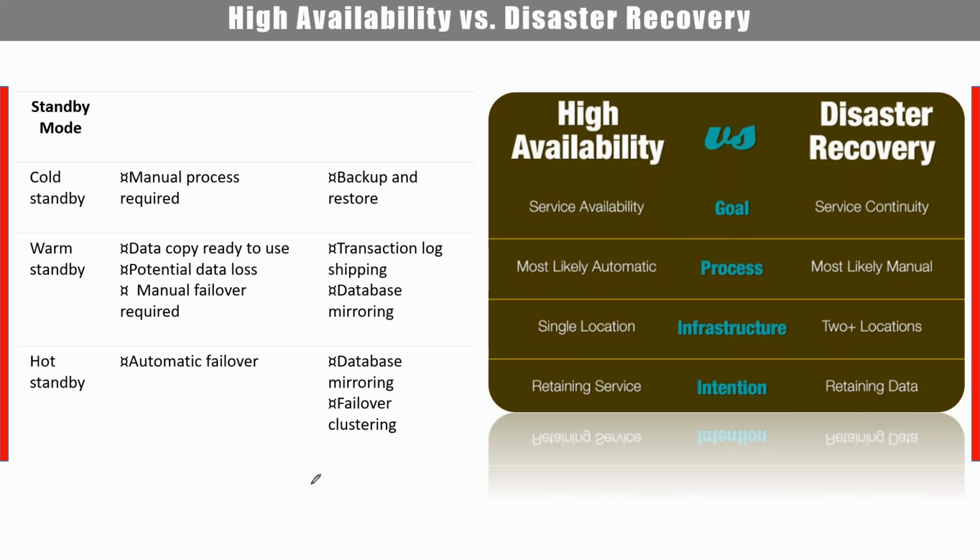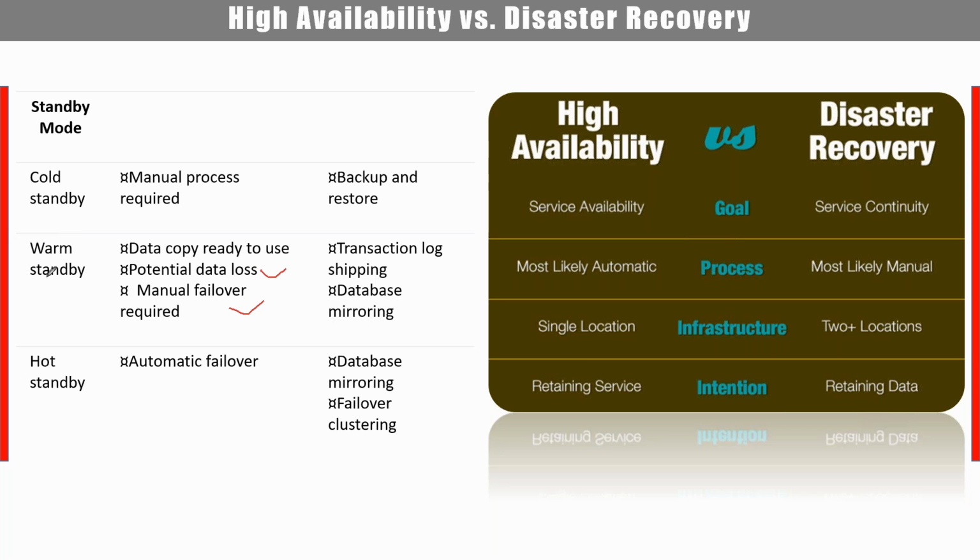When you go for warm standby, your data is copied automatically. If something happens, you can do the failover, but a manual failover is required here. So with manual failover there is potentially data loss, because it is not an automatic failover.